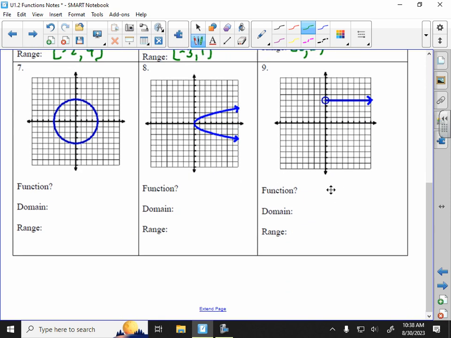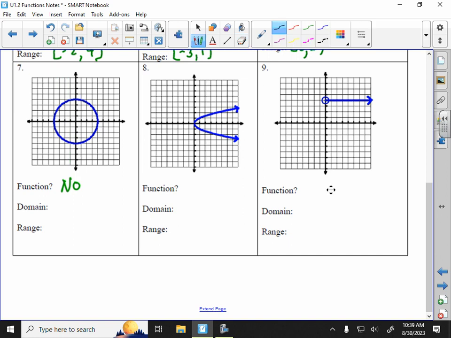All right, number 7. Determine if this is a function. So if I draw a vertical line through this circle, I can see right here it fails because it hits in 2 places, and no, this is not a function. Now I can still state the domain and range even if it's not a function.